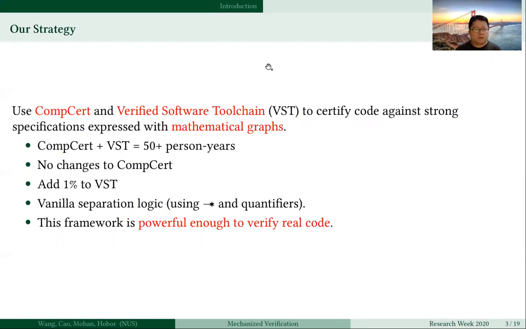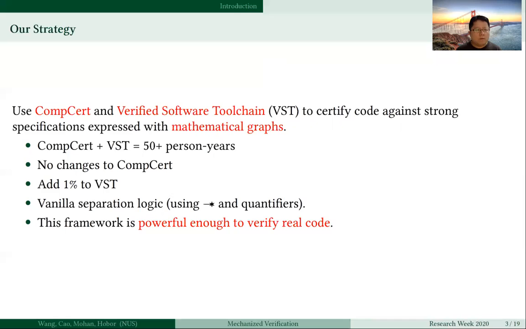This is our strategy. We adopt two core libraries. One is Concert, a certified C compiler which provides formal semantics of the C programming language. The other is Verified Software Toolchain, VST for short, which provides a program logic to reason about C programs based on the semantics provided by Concert. With the help of the two core libraries, we can certify C code against strong specifications expressed with mathematical graphs.